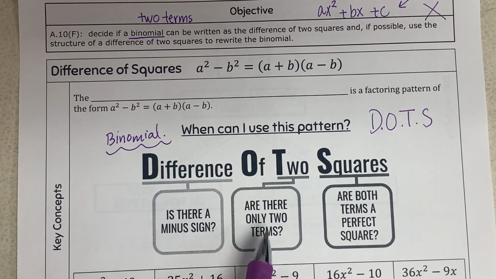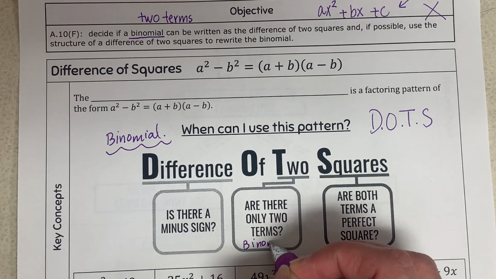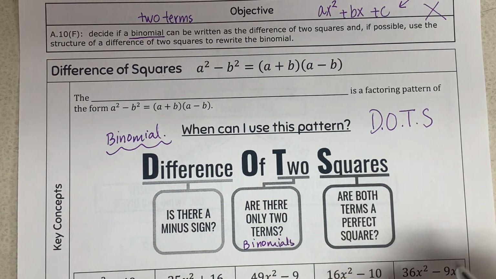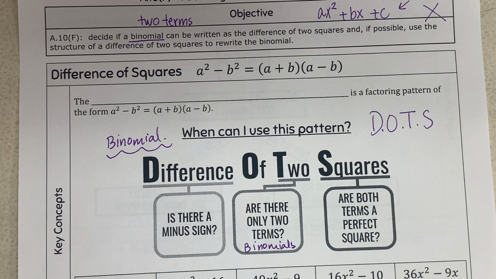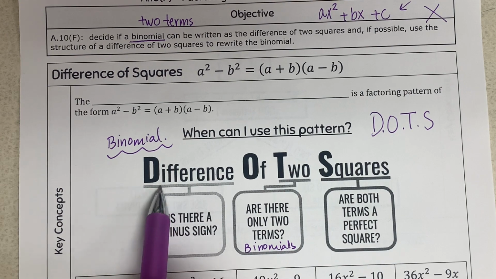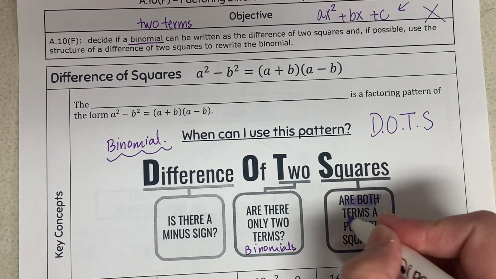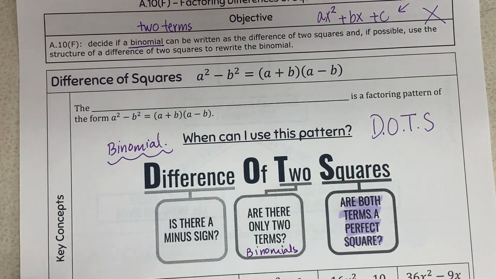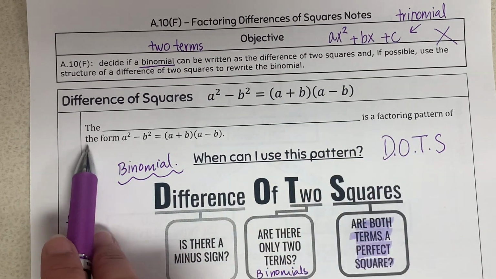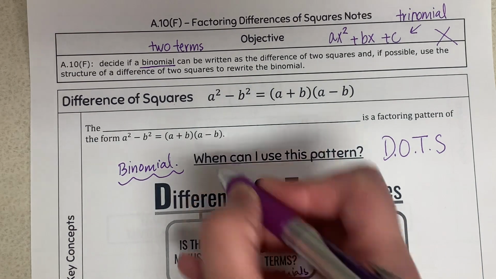Two means only two terms, binomial. And squares: are those two terms perfect squares? You use this method only if you satisfy all of these things. It should be a subtraction, it should have only two terms, and both terms should be perfect squares, not just one, both of them. I'll explain in a second what perfect squares are. So let's first fill in the blank. The blank is a factoring pattern of the form a squared minus b squared equals this. Difference of squares.